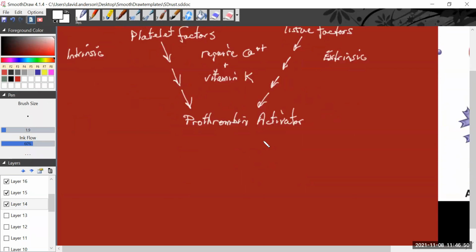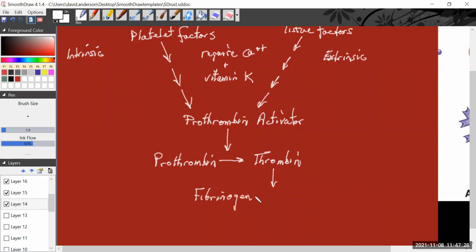Okay, and then what's going to happen is prothrombin activator, this shouldn't be a big surprise, is going to act on something called prothrombin. And the prefix pro tells us it's like pre, it's not yet active. But when prothrombin activator acts on prothrombin, it becomes thrombin. And when thrombin forms, thrombin acts on fibrinogen. We mentioned fibrinogen earlier today to become fibrin.